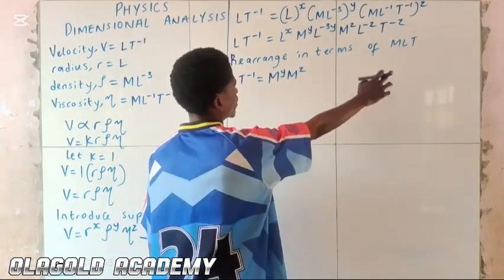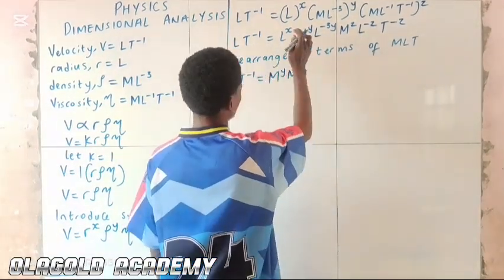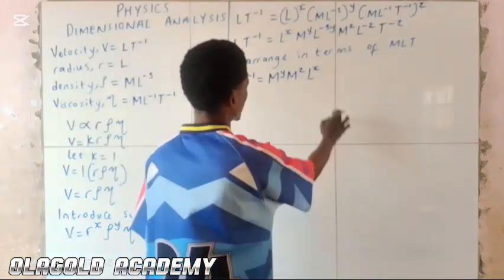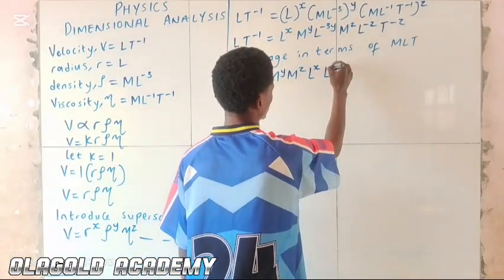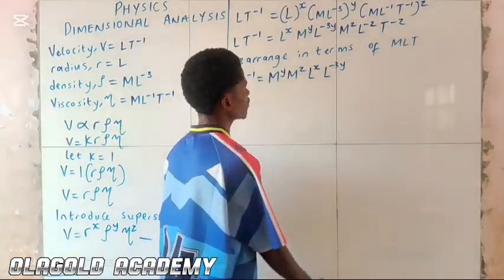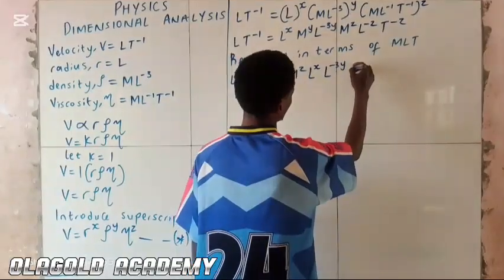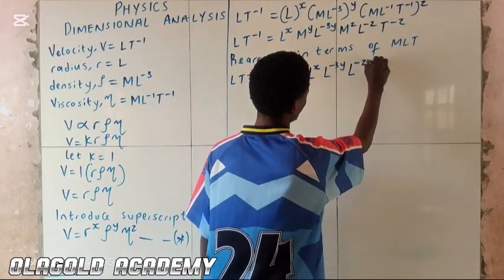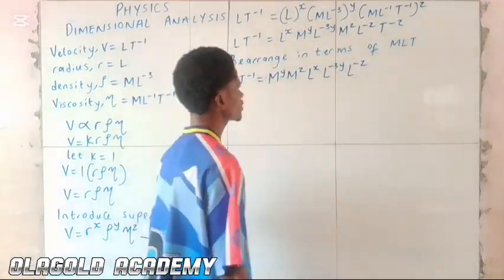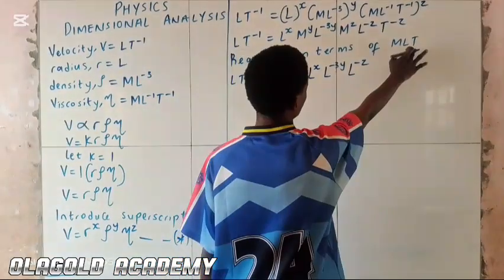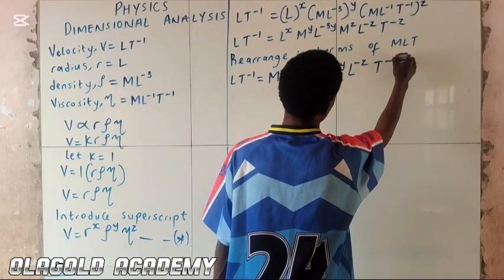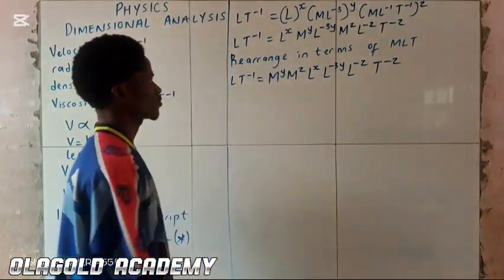All right. Our next task is to take L. So we have L raised to power x. Then we have L raised to power minus 3y. Next, we have L raised to power minus z here. Like we say, minus z. All right. Lastly, we are taking T. So we are having T raised to power minus z also.